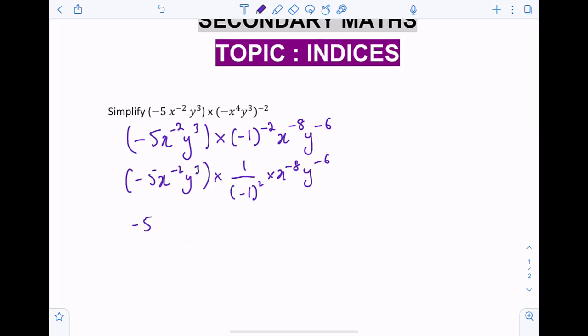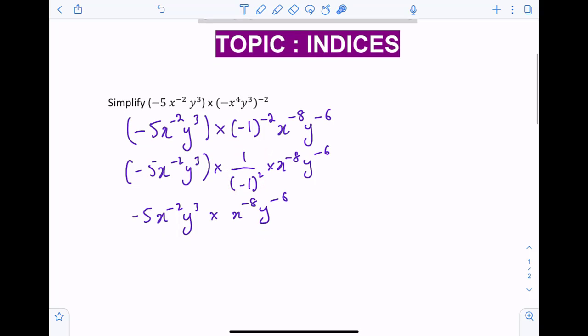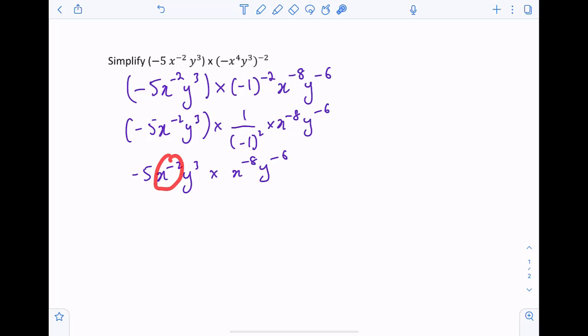So negative 5 x to the power negative 2 y cubed times x to the power negative 8 y to the power negative 6. So 1, you don't have to write that. So x to the power negative 2 times x to the power negative 8. When you multiply, basically you add the powers up. So negative 2 plus negative 8. Y cubed plus negative 6 for the y part. So this becomes negative 5 x to the power negative 10 y to the power negative 3.